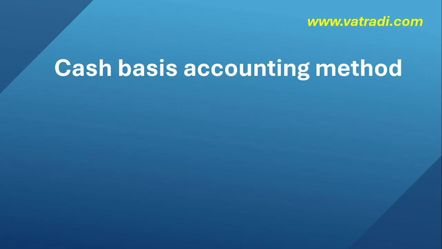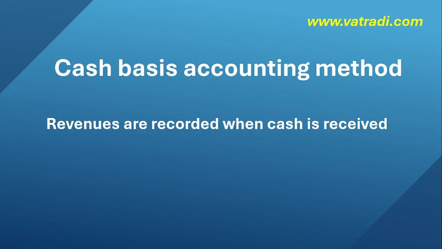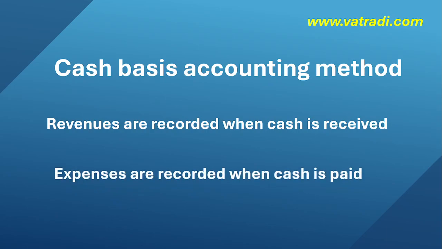So under the cash basis accounting method, revenues are recorded when cash is received. What does it mean? I produce my product, I deliver my product, however, I do not record the revenue inside the book until I receive the money from the client. Expenses are recorded when cash is paid. I go to my supplier, I purchase the material, however, I do not record the cost in the book until I pay the supplier.